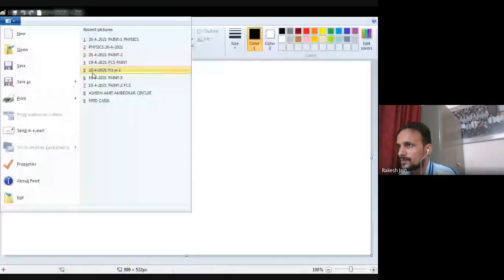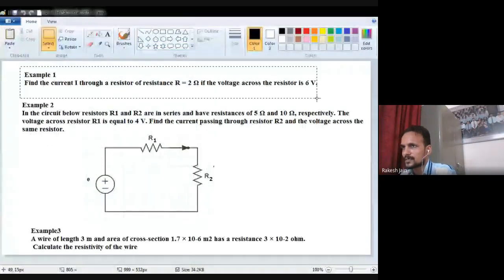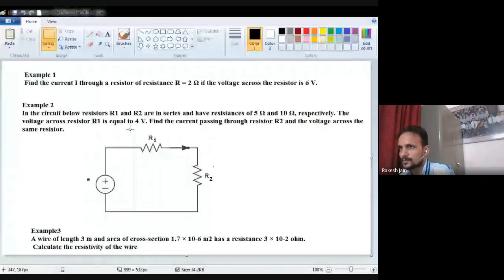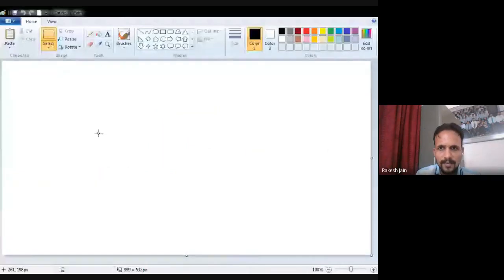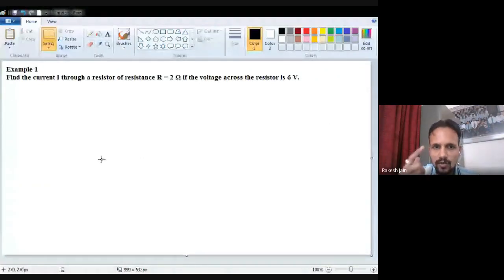Wait for a while. Yes, I just take an example. Let's suppose I have this example. Find the current I through a resistor of resistance R equal to 2 ohm if the voltage across the resistor is 6 volt. It is a very simple numerical in front of you.